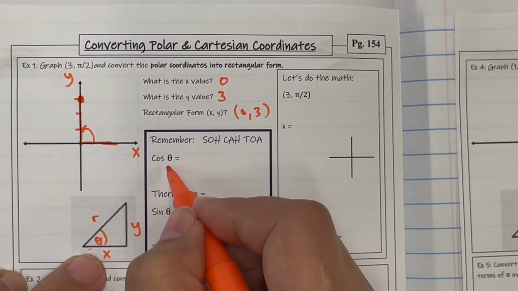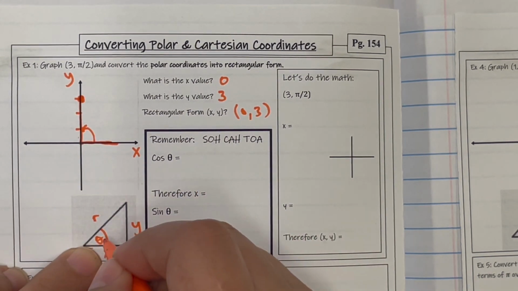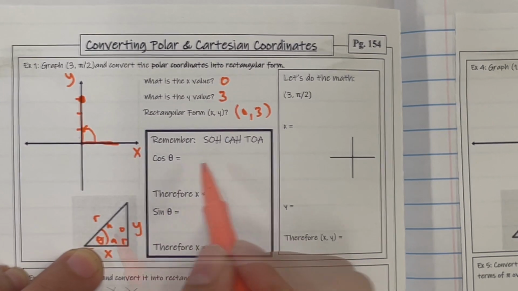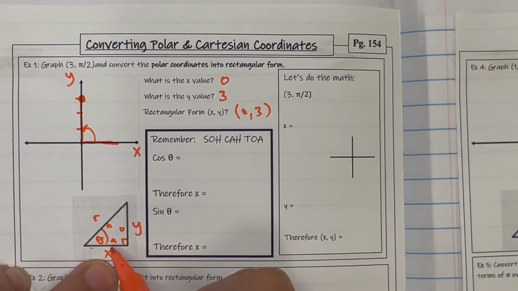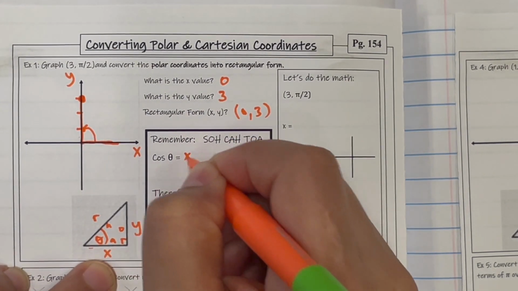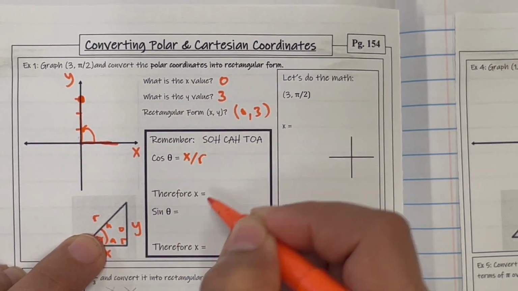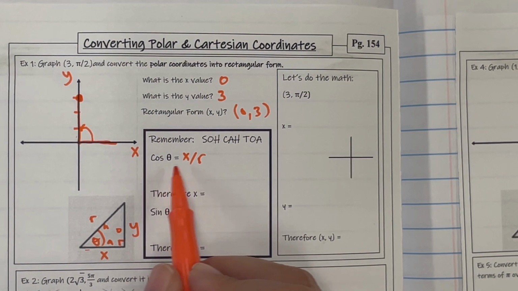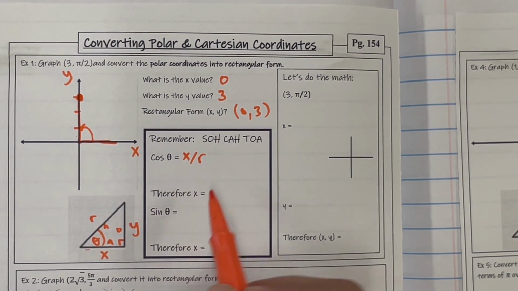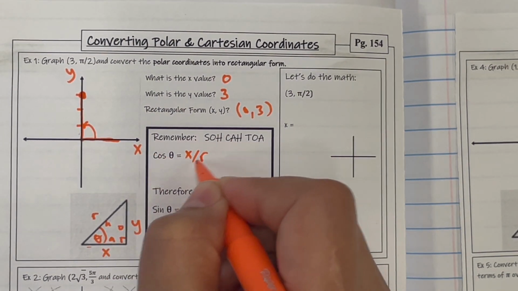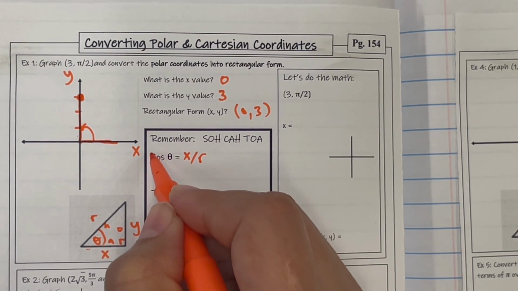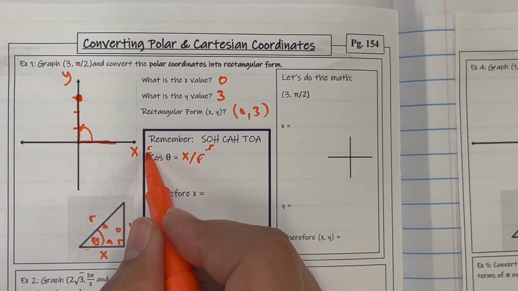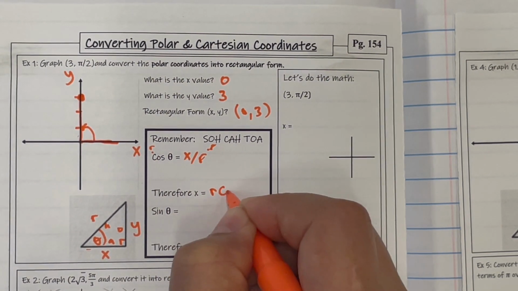All right, so if it was writing cosine, which is a over h, so this would be O, this would be h, and this would be a. All right, so cosine would be a over h, so a, which is x, over h, which is r. Okay, it's saying therefore x equals, so it wants us to write this in terms of x equals, and all I do is multiply both sides by what? R, right? So this will be multiplied by r, the r's cancel out, leaving x equals r cosine of theta.